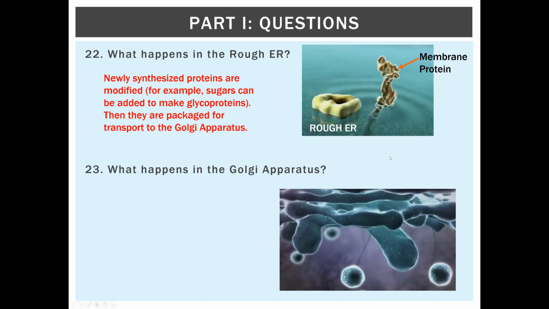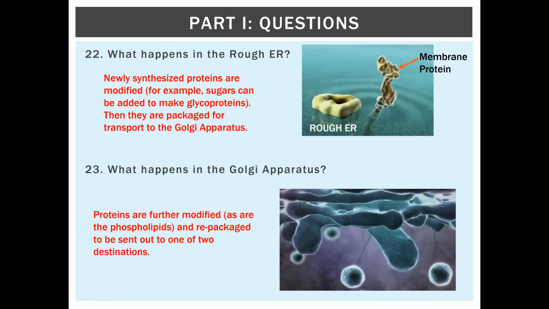And then what happens in the Golgi apparatus? Proteins are further modified, as are phospholipids, and repackaged to be sent out to one of two destinations. And again, I love how the video is very consistent in even showing you the microtubule tracks along which these vesicles were moving. So even going from the ER to the Golgi, they had to follow a microtubule track.